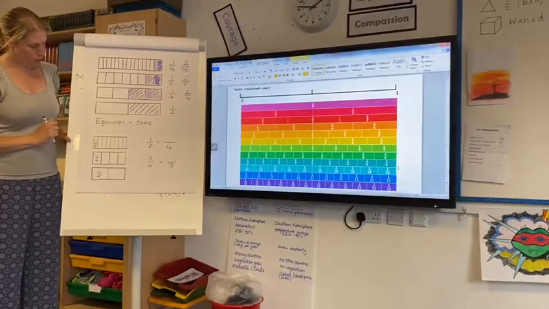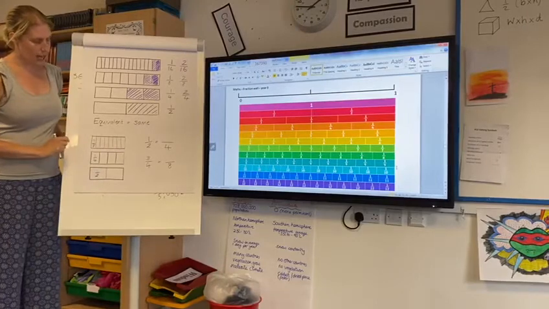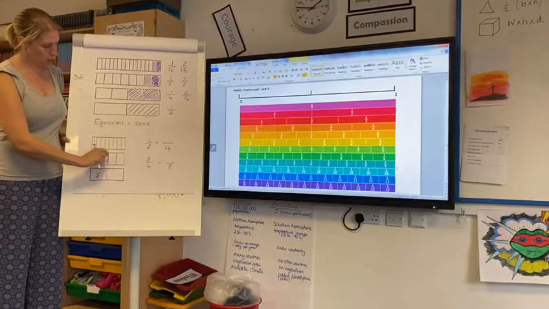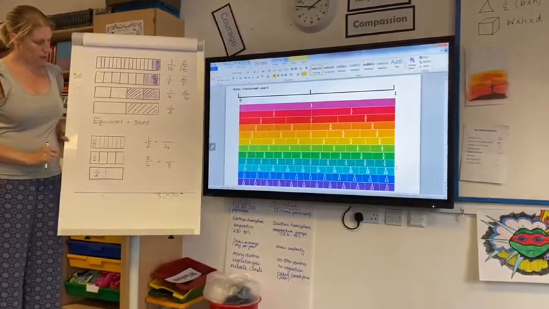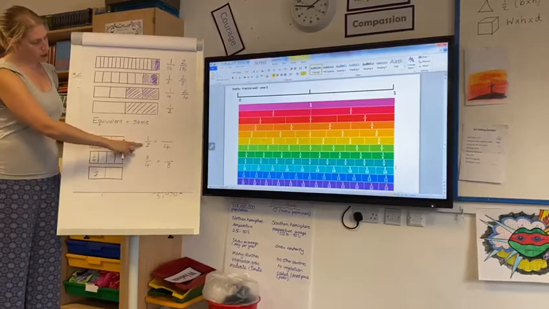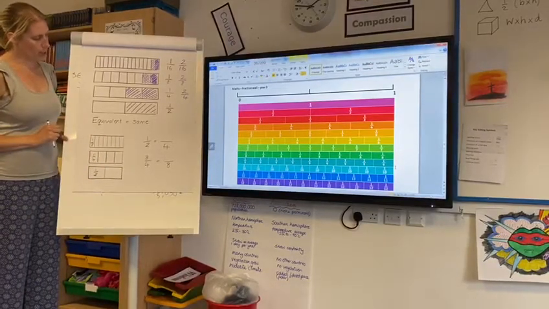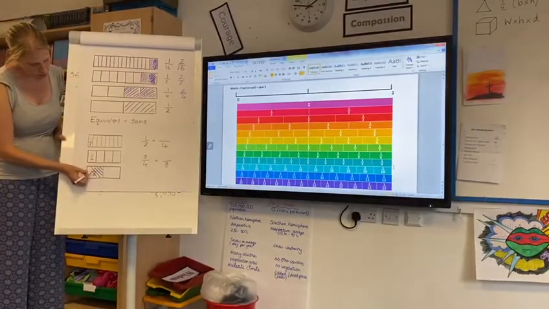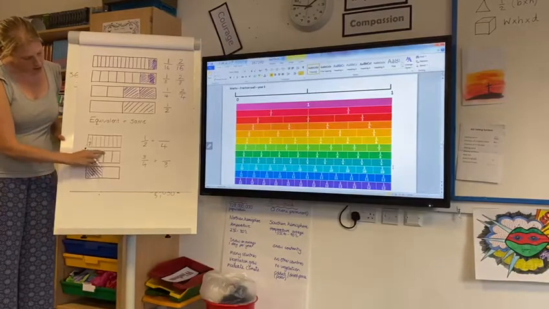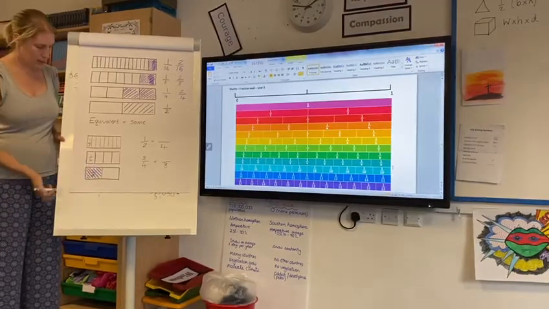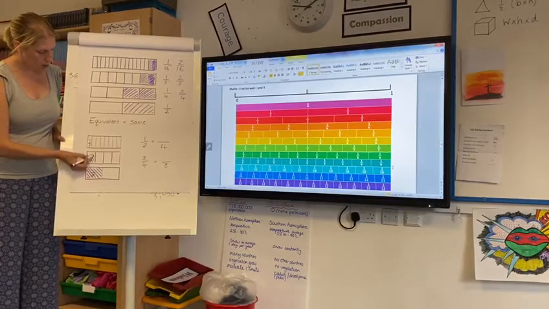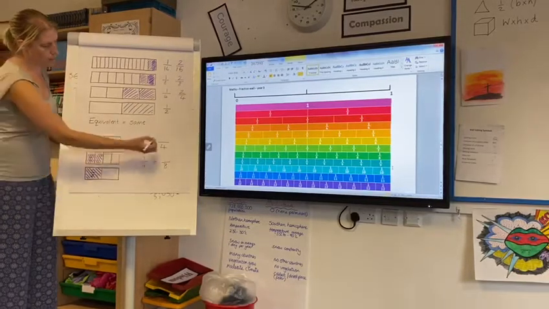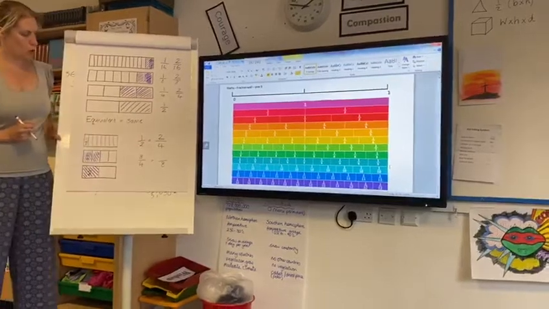Below, I've got 3 different bars. The first is split into 8ths because there are 8 equal pieces. I've then got the next one split into quarters because there are 4 pieces, and halves because there are 2 pieces. My question here says 1/2 is the same as how many quarters? So looking at my halves, let's shade in 1/2. I want to know how many quarters are equivalent, the same size. If I shade 1/4, 2/4, they're the same. So 1/2 equals 2/4.